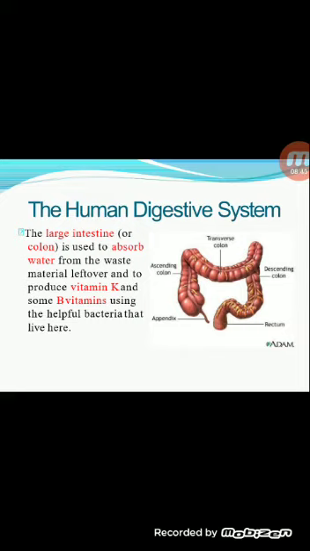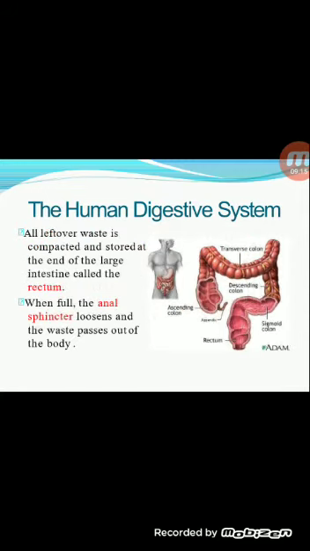Appendix, ascending colon, transverse colon, descending colon, and rectum. Okay, what happens? The leftover is coming to this part. Again, here the digestion takes place. What happens? Again, this pushes the undigested food to the rectum. We call undigested food stools. So that will be stored in the rectum. Once the rectum pushes the undigested food, it comes out through the anus. That is the last part of your body.